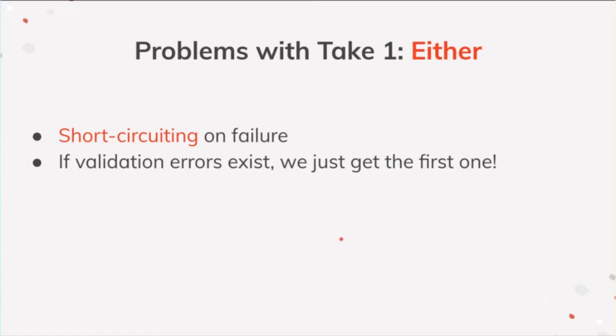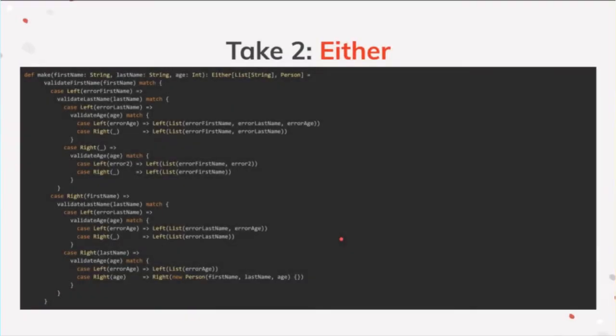But this code looks really ugly, and we have just 3 fields. You can imagine what would happen if we add more fields. But if we call it with an invalid person, we get the behavior we wanted at the beginning. So now we get a list with the errors that happened: first name must not be empty, last name must not be empty, and age must not be negative.